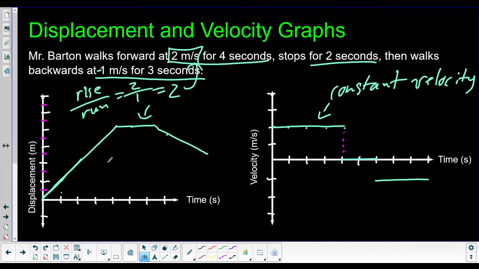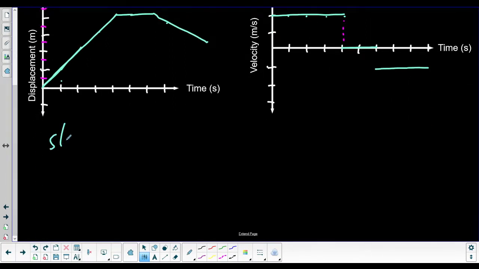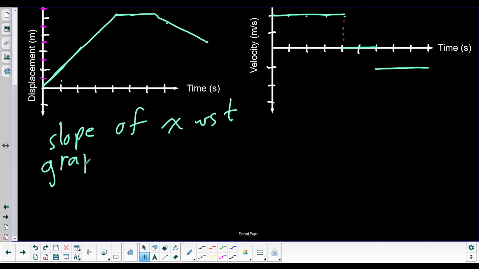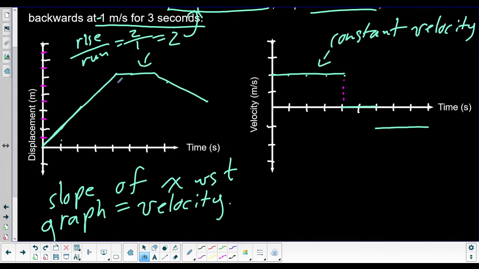Oh, okay. So the slope, write this down. This is another one of those things you need to remember for the rest of your life. Slope of displacement versus time graphs equals velocity. So we have a slope of 2 right here. That means we have a velocity of 2.